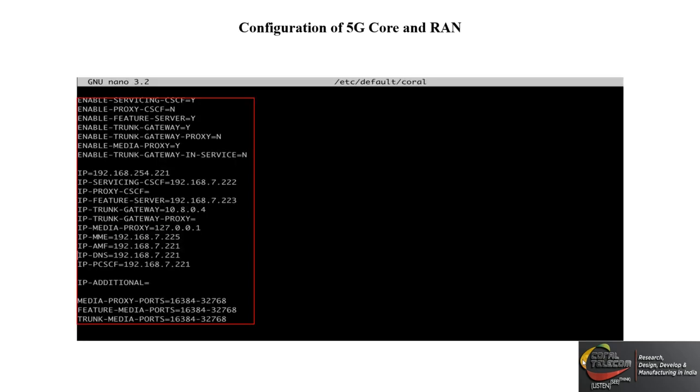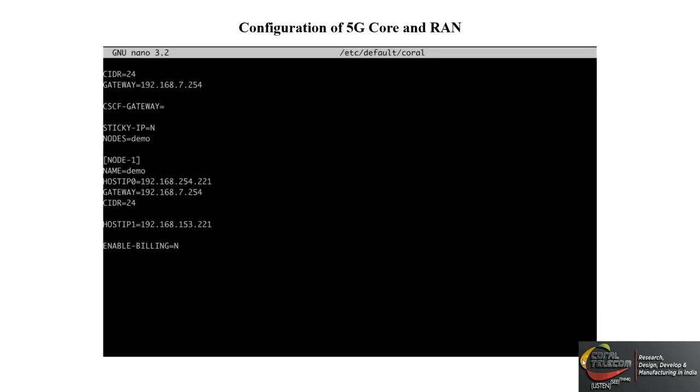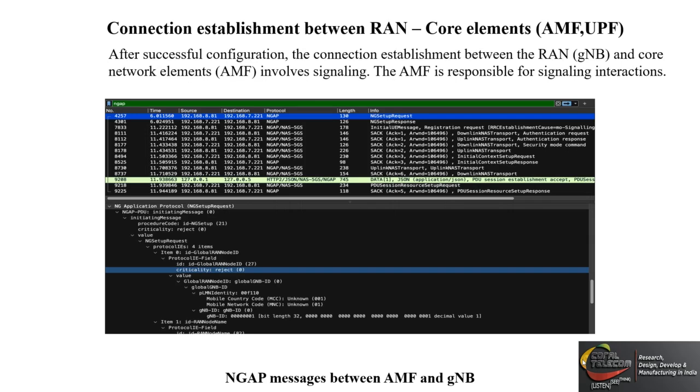Then this is the configuration of your 5G network, like the AMF IP, and which IP you are going to assign to which component. All this configuration you can do with this file. Then this is the management of the network interface where node 1 is defined. Then comes the connection establishment between the RAN and core elements like the AMF, UPF and so on.